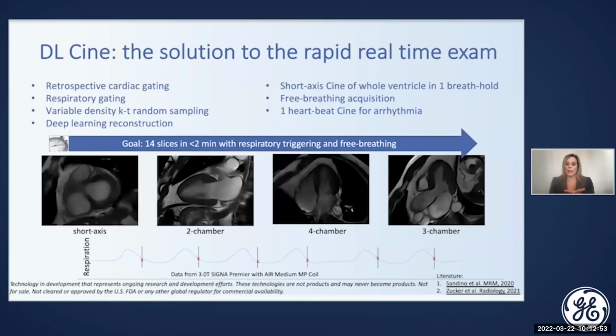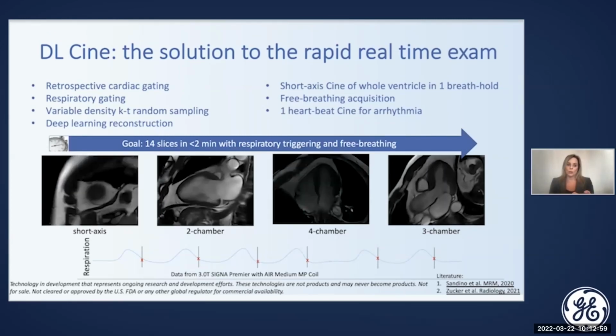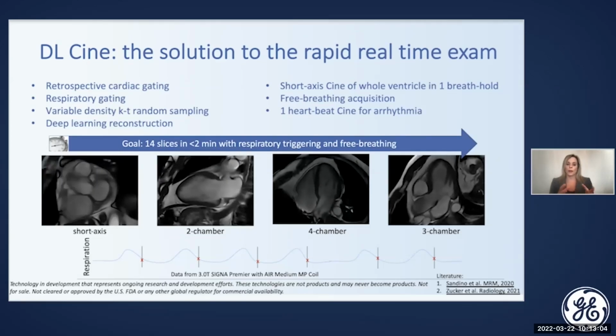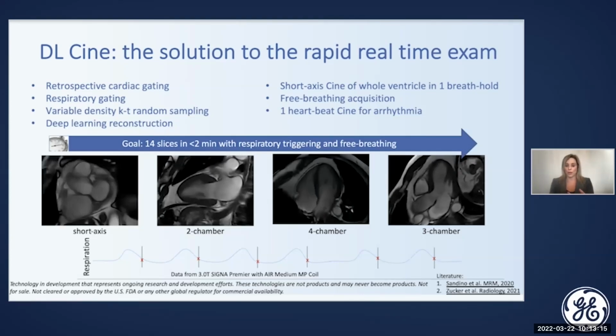The solution, in my opinion, for all of these challenging patients is DL SINE. So DL SINE utilizes retrospective gating. It can also be free breathing. You can utilize respiratory triggering, or you can also do breath held. This capitalizes on modern parallel imaging techniques as well as utilizes deep learning image reconstruction.